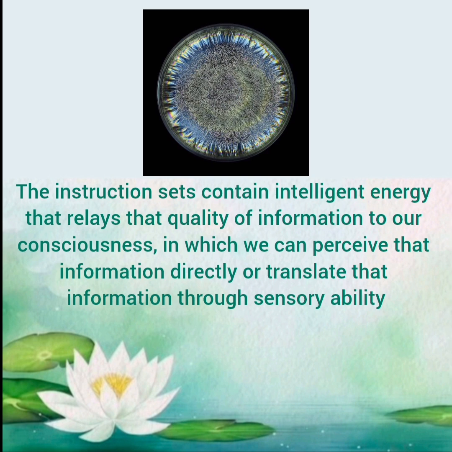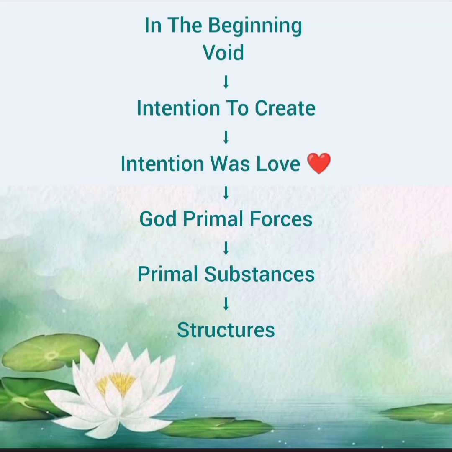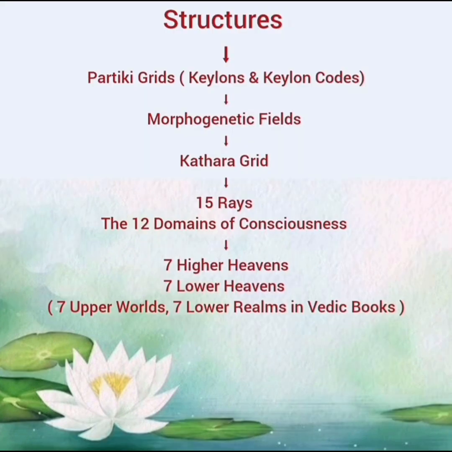So now we get to know how, in the beginning, there was God. In the beginning God wants to create. From that wish to create, there was a void. Then there was an intention to create, and the intention was love. Then come the God primal forces, which are the Manu and Mana, and then come the God primal substances, which are the Patikai, Patike, Patikam. Then come the structures, which are the Patikai grids, the interwoven fabric of the morphogenetic field, or interwoven scalar grid. They are made up of keylons and keylon codes, and then comes the morphogenetic field.